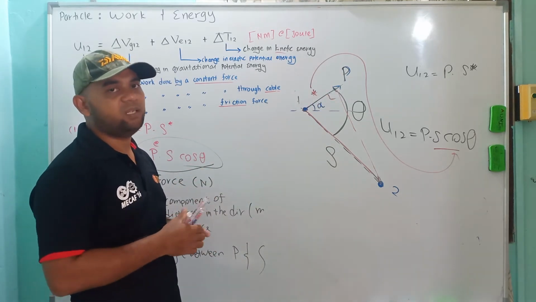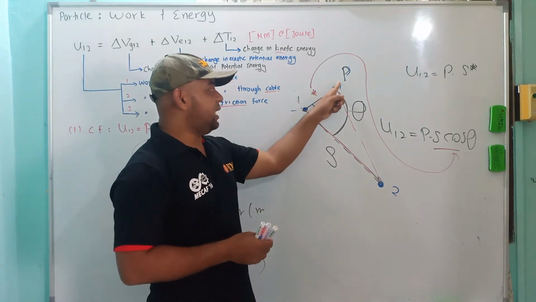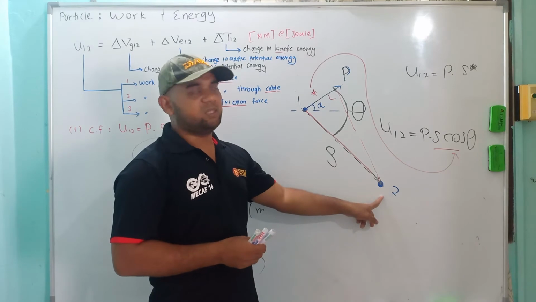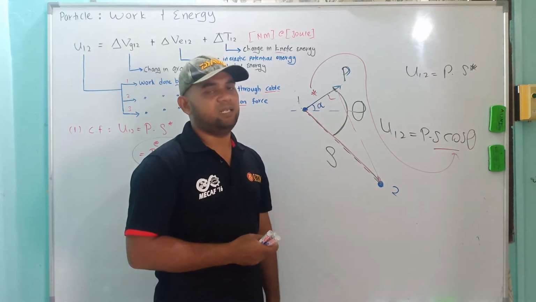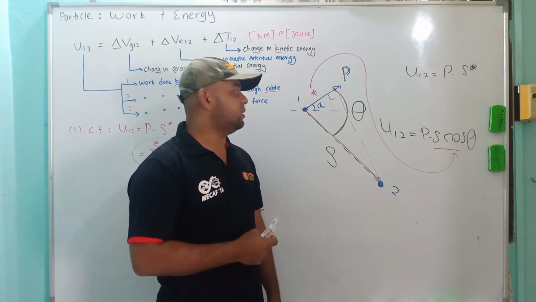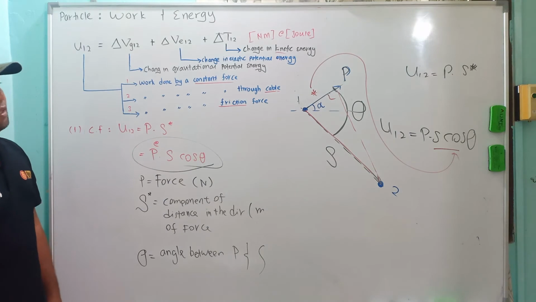But we just put it in the equation so that you don't have to think which one is which. You just make a line between position 1 and position 2, and then the angle between that and the force, you put it as P S cos theta. So that's the calculation of U12 because of the constant force.